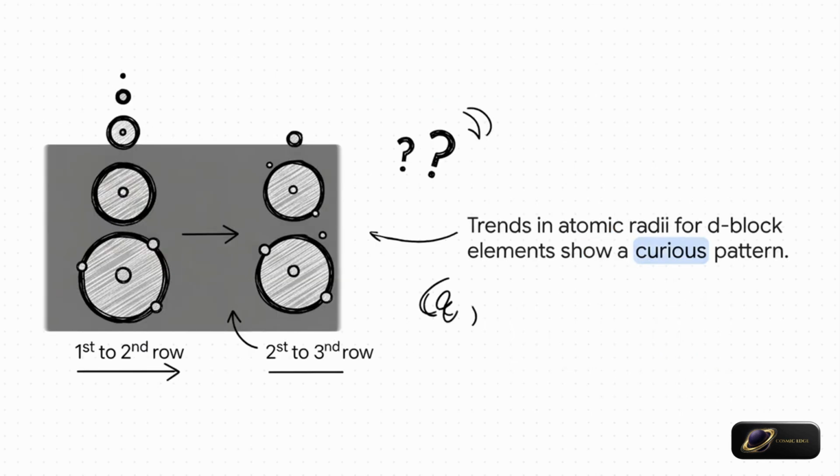This is where things get, well, a little weird. As you go down the periodic table, atoms are supposed to get bigger. It just makes sense, right? You're adding more shells of electrons. And that's true when you go from the first row of d block elements to the second.